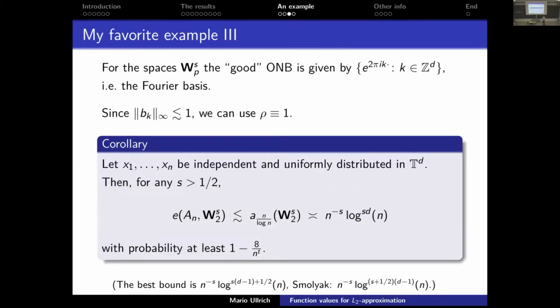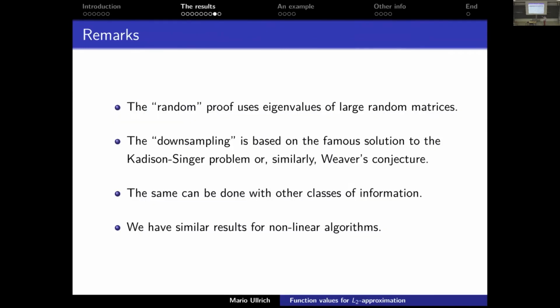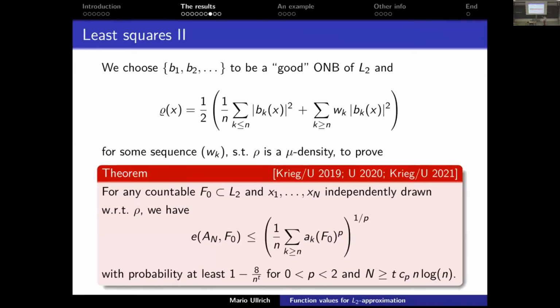And to be a little bit more precise on our constructive algorithm, one has to say that in these spaces, the good orthonormal bases are just a trigonometric system. So this trigonometric system is uniformly bounded, right? And if you look at our density that I gave you, if all these b_k are uniformly bounded, this means that the density is uniformly bounded. So essentially, you can just sample IID.